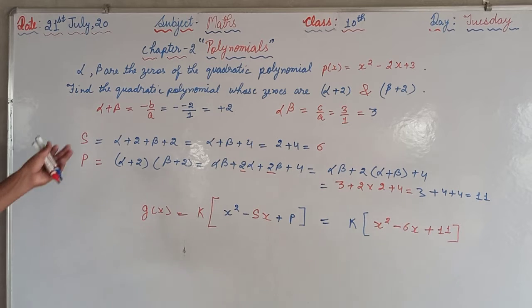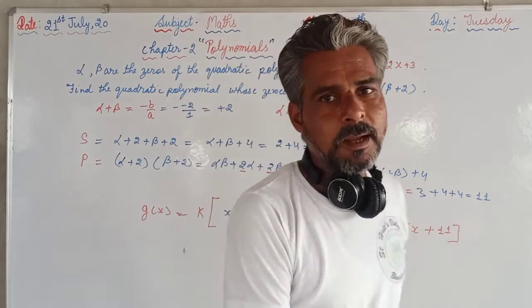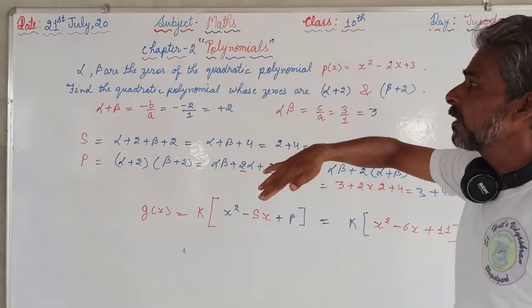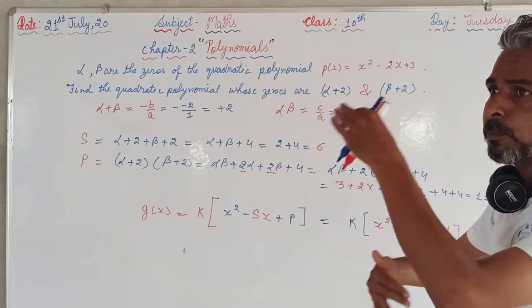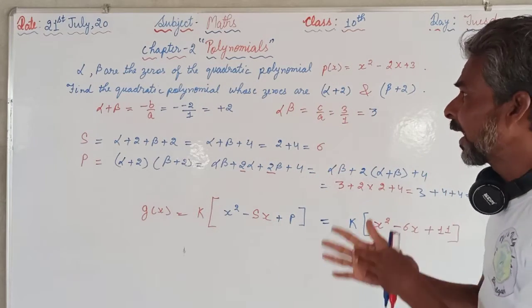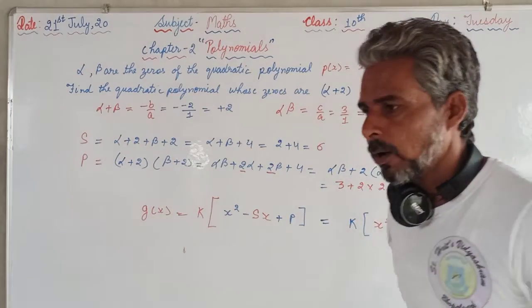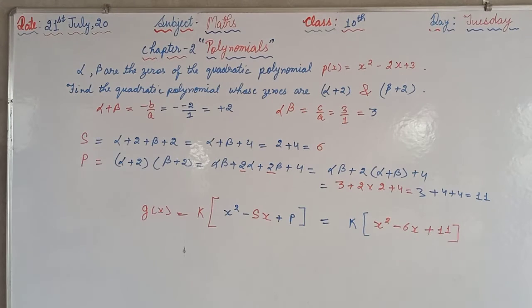So this is the first part in which the polynomial is given and alpha and beta are the zeros, and we are supposed to construct one more quadratic polynomial having the zeros alpha plus 2 and beta plus 2. Now one more additional part is there in the same question. We should discuss that at the same time.